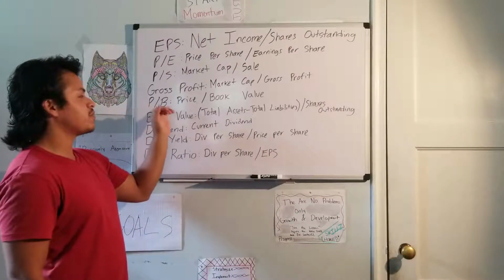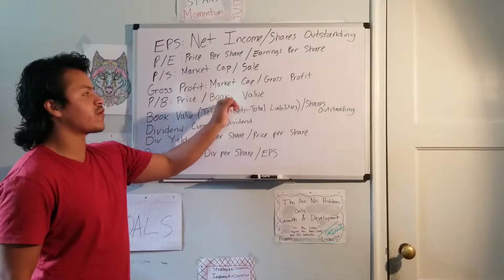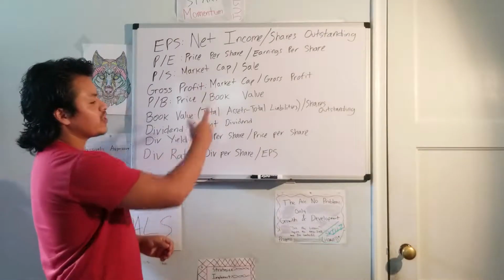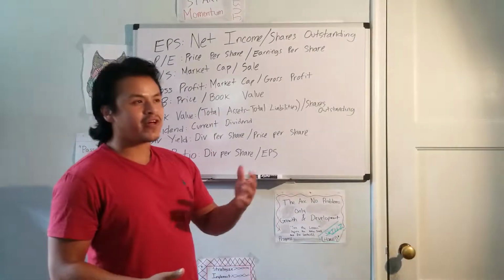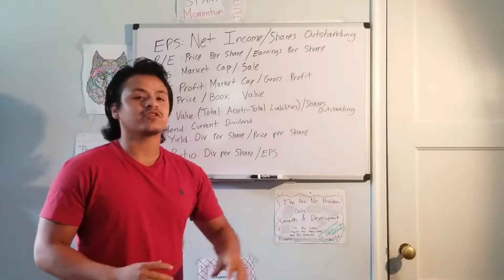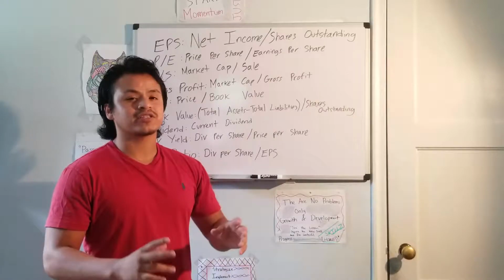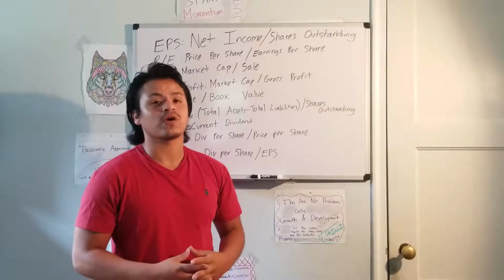Next, we have the PB ratio, which is the price to book value. Again, this is book value. With a balance sheet, the book value may vary from company to company and even on different websites. The reason being, different companies and different places have different ways of researching what they do.